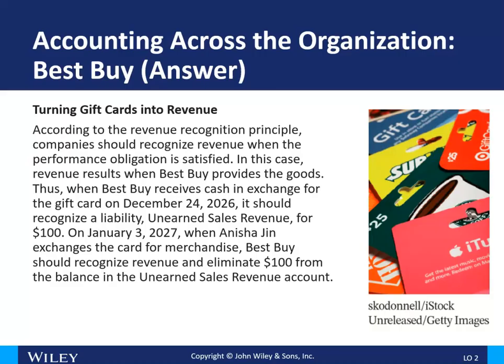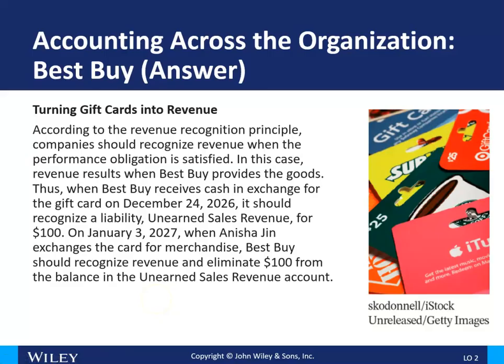According to the revenue recognition principle, companies should recognize revenue when the performance obligation is satisfied. We saw that earlier in this chapter, so that's the bar that we look for in recognizing revenue. So in this case, revenue results when Best Buy provides the goods. Thus, when Best Buy receives cash in exchange for the gift card on December 24th, it should recognize a liability, unearned sales revenue, for $100. On January 3rd, when Anisha Jain exchanges the card for merchandise, Best Buy should recognize revenue and eliminate the $100 from the balance of the unearned sales revenue account.